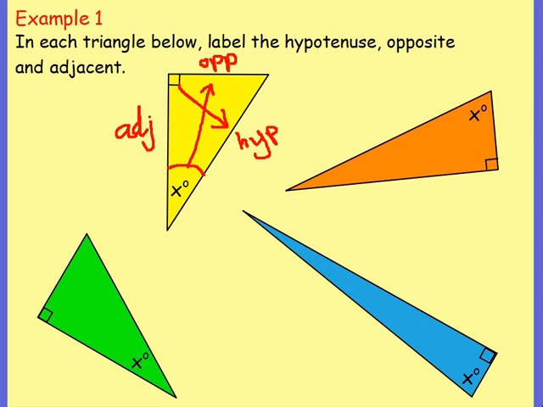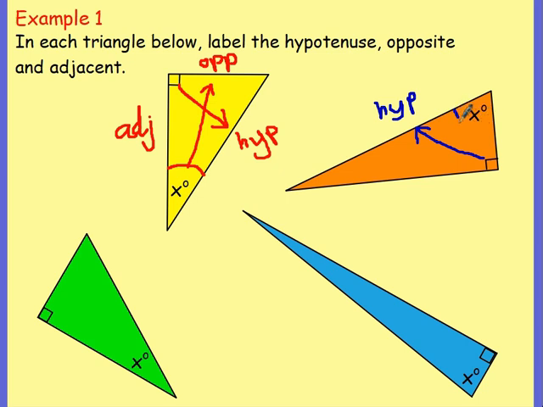Jason, pick somebody else. Samantha. Go for it. Samantha, let's take another one. Which one do you want? Orange, blue, or green? Orange. Okay, so label the sides. Well, across from the right angle, it's the longest side. It's the hypotenuse. Well done, Samantha. That is the hypotenuse. The hypotenuse is the longest side and it's opposite the right angle.